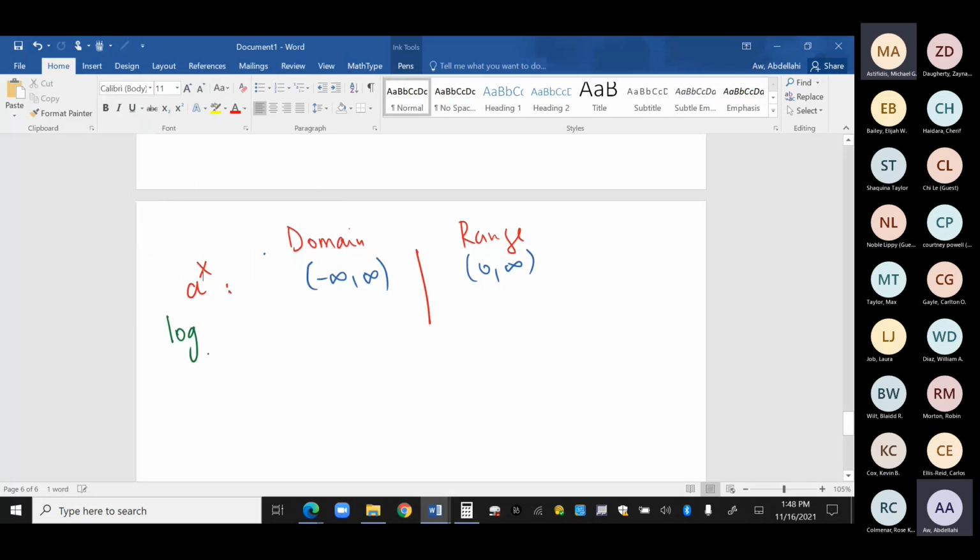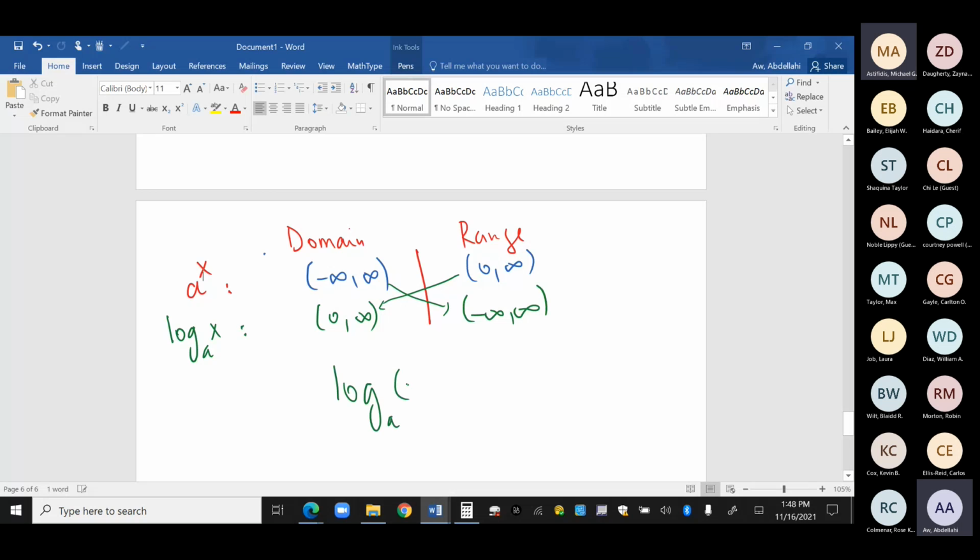Because they are inverses of each other for the log, what's going to be the domain? Can somebody tell me? 0 to positive infinity. Exactly, because they are inverses of each other, so this one comes here and this one comes here. What that means is that you cannot plug a negative number into a log.